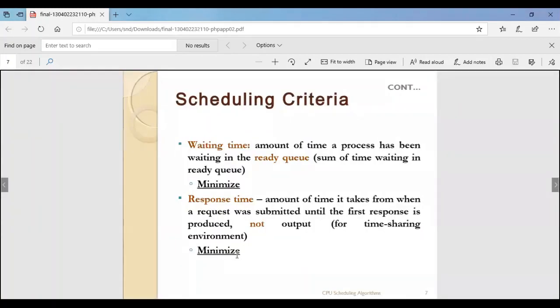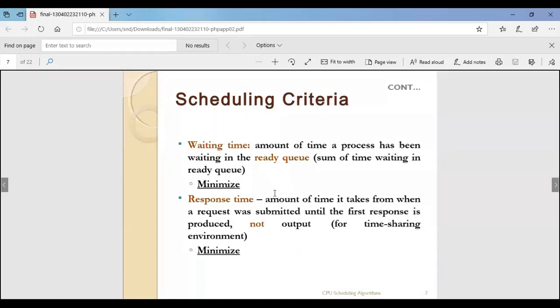Then waiting time. So what is waiting time? Amount of time a process has been waiting in the ready queue. It is the sum of time waiting in the ready queue. So that is called waiting time. Suppose you come into the class at 9:30 and my lecture started at 10 o'clock. So what is the waiting time? Half hour. That is called waiting time.